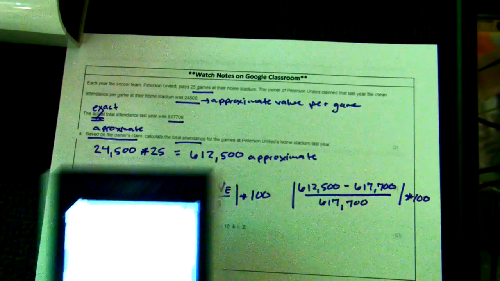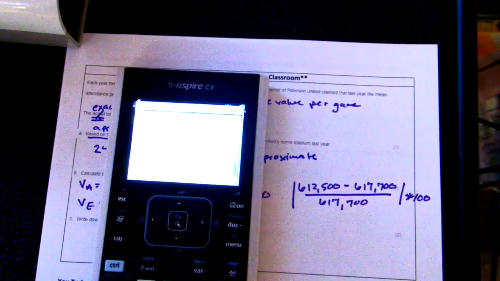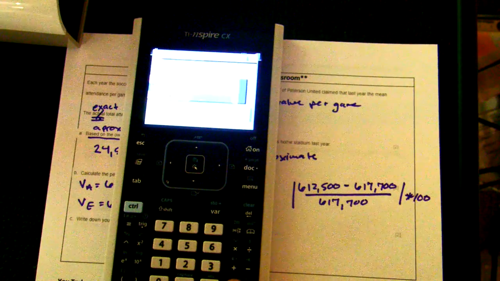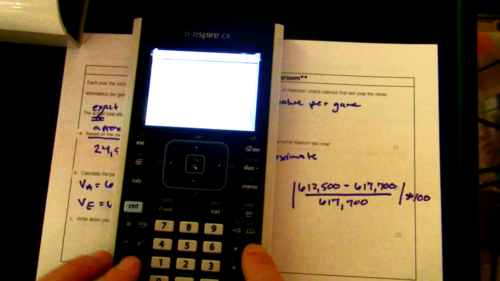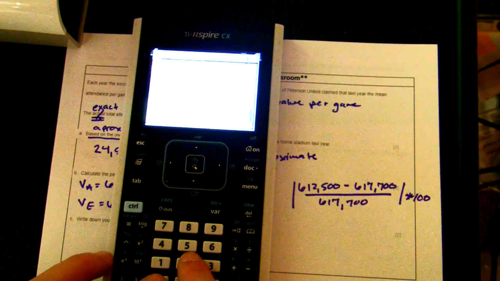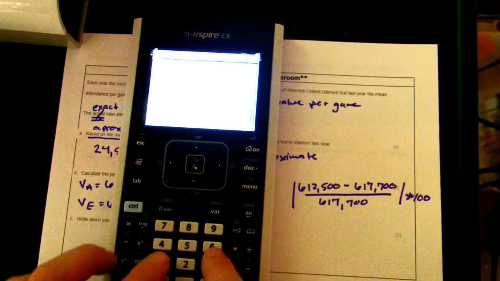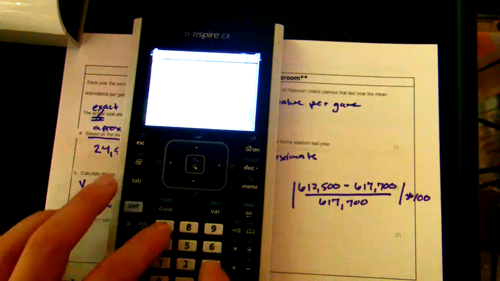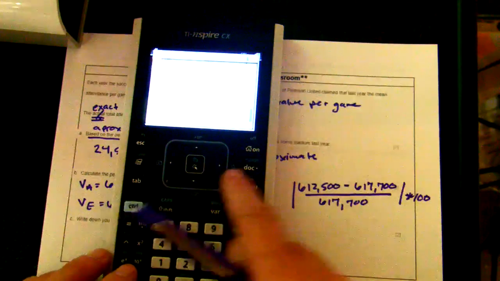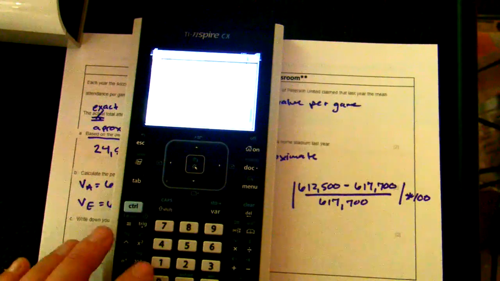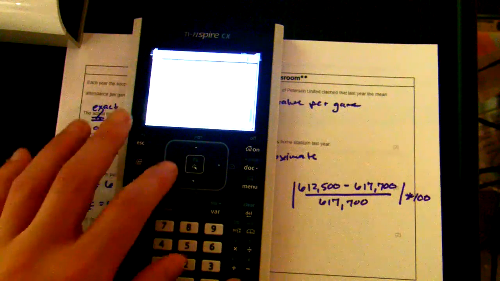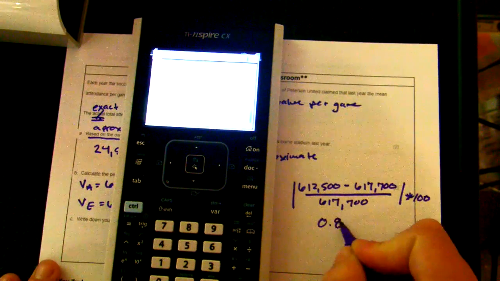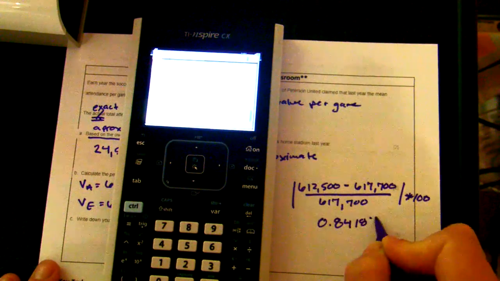Okay, so I'm going to pop that in my calculator. Again, to get those absolute value bars, you press this button underneath the delete key. Absolute value bars, set up the fraction, 612,500 minus 617,700, all of that over 617,700, times 100. Again, it gives me a fraction, so I'm going to convert that into a decimal, and I get 0.8418%.